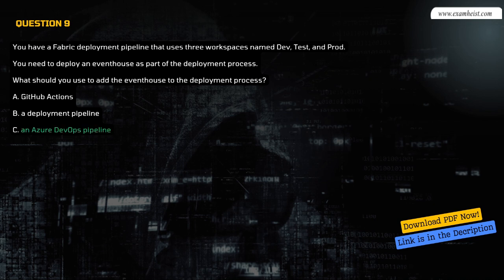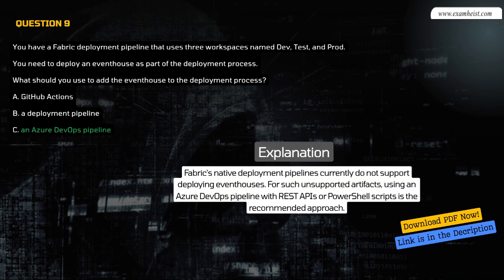An Azure DevOps pipeline. Explanation. Fabric's native deployment pipelines currently do not support deploying event houses. For such unsupported artifacts, using an Azure DevOps pipeline with REST APIs or PowerShell scripts is the recommended approach.